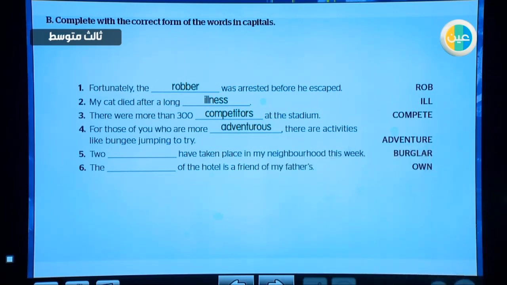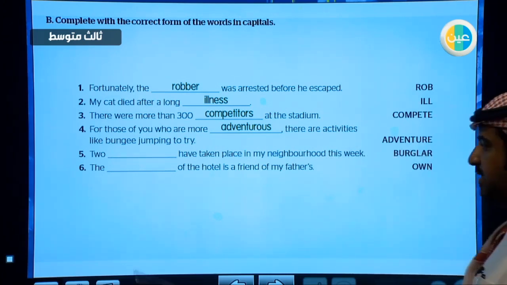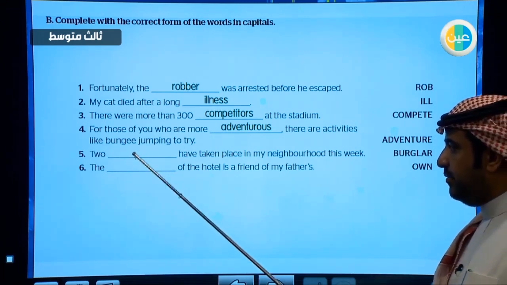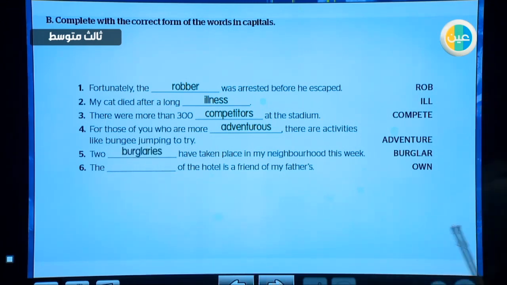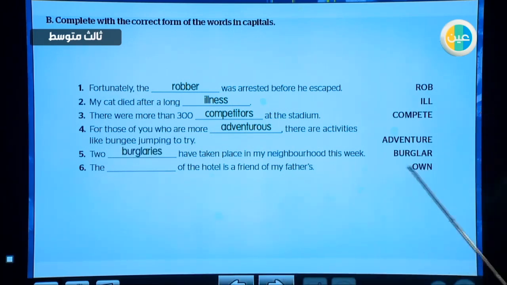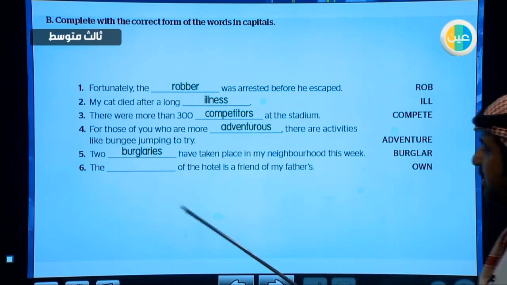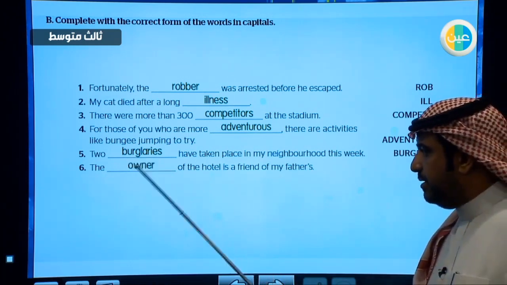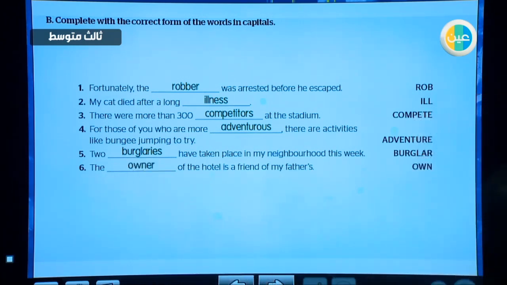Number 5, two burglars have taken place in my neighborhood this week. Burglar is the name of the criminal who commits this crime. What is the name of the crime itself? Excellent. Burglaries. Yes. Number 6, the owner of the hotel is a friend of my father. Of my father's. Excellent. The owner. The owner is the person who has something. Yes, excellent.